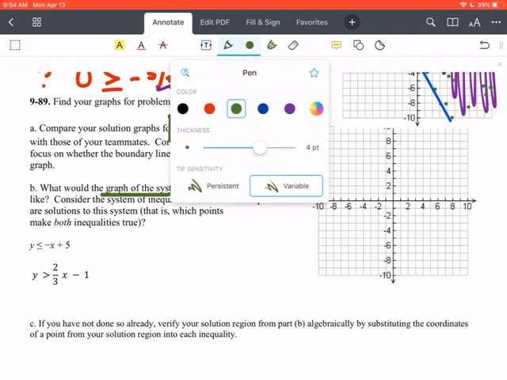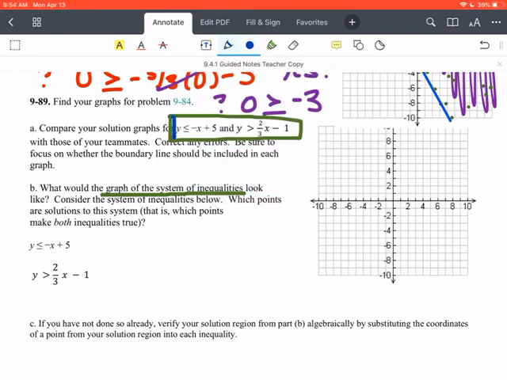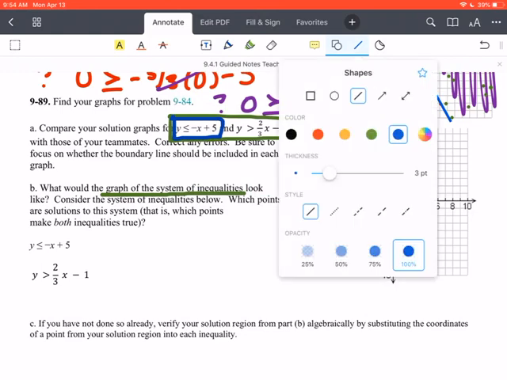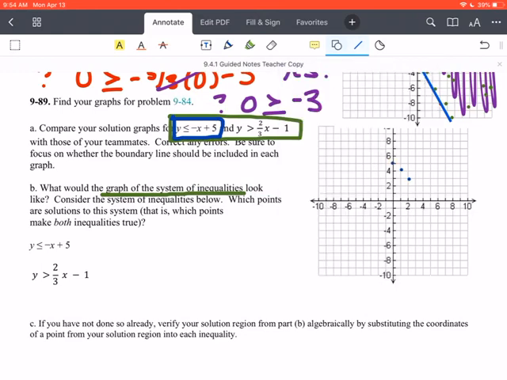I'm going to color code by graphing this first inequality in blue. We start at 5 on our y-intercept, and the slope is -1. So we go down 1, right 1, down 1, right 1, or up 1, left 1. Then we get our boundary line going. Again, it's or equal to, so we definitely want to use a solid line in this case.